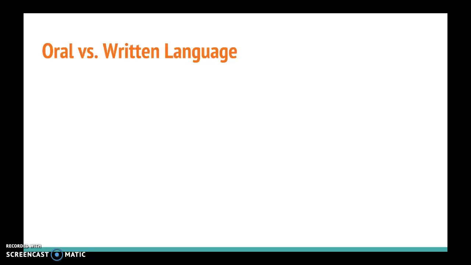Now, it's important for us to remember that oral language differs very greatly from written language. We write in one voice, sort of, and we speak in a different voice, and they don't always function in the same way. So let's talk about some of the ways that oral language is different from written language.